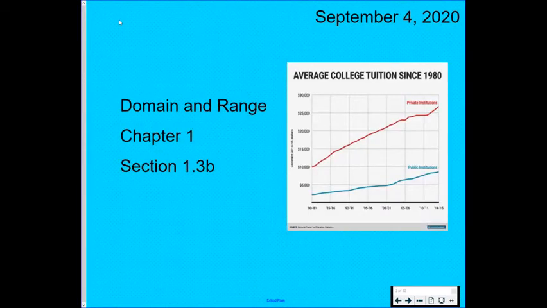Today we're going to continue talking about Chapter 1, Section 1.3b. This is the second half of 1.3. We did the first half yesterday. Today we're going to finish it up with 1.3b. We're going to learn about domain and range.